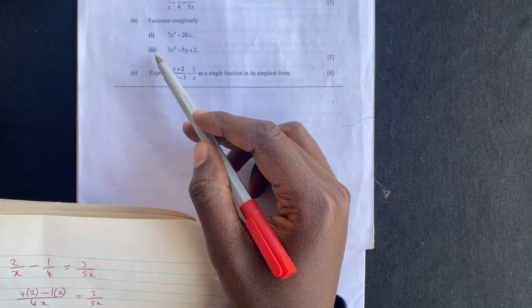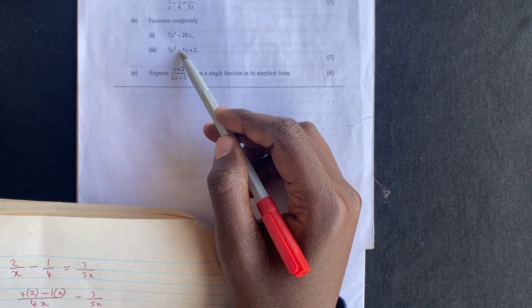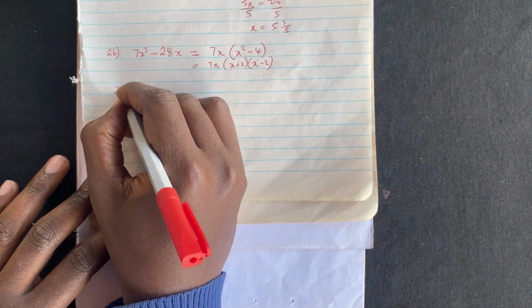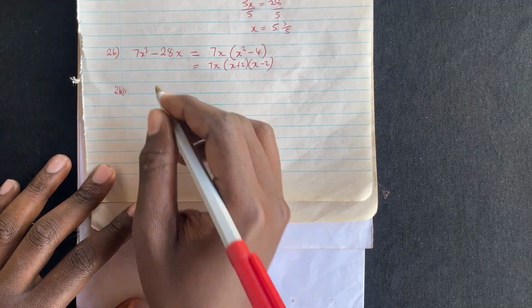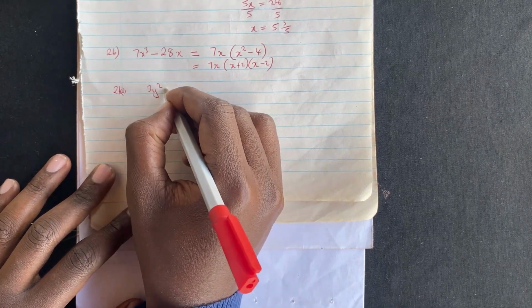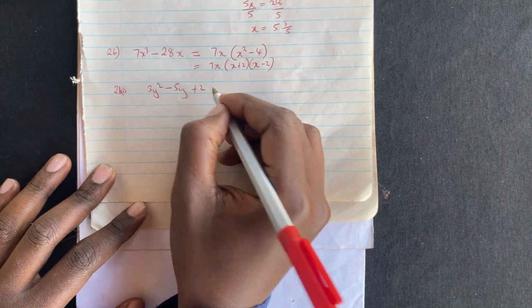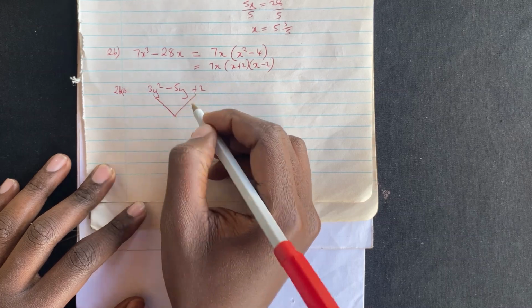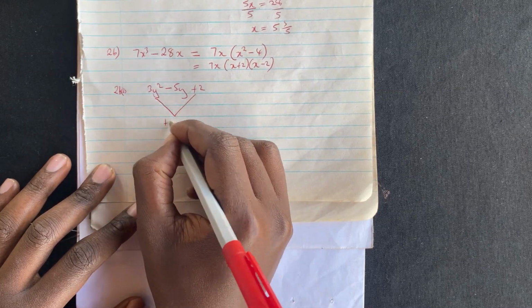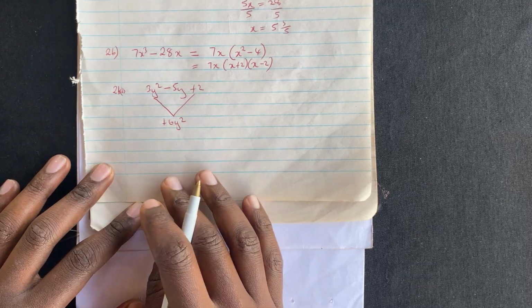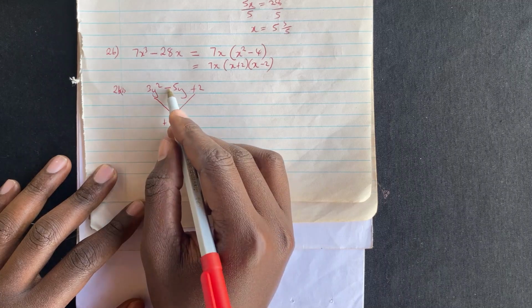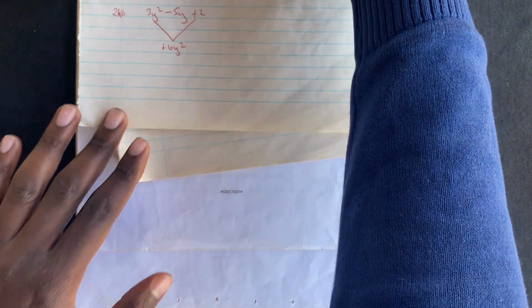Item 2 is factorize 3y squared minus 5y plus 2. So this is 2b, item 2. So we want to factorize 3y squared minus 5y plus 2. So for you to factorize this, multiply the first and last term. So it is going to be plus 6y squared. And then we want to find the factors of 6y squared, which you can add to get minus 5y.